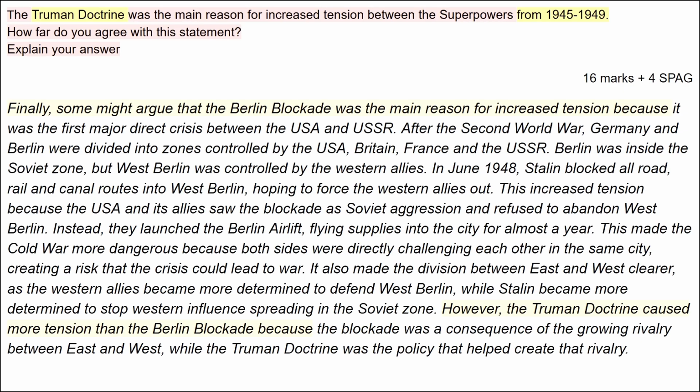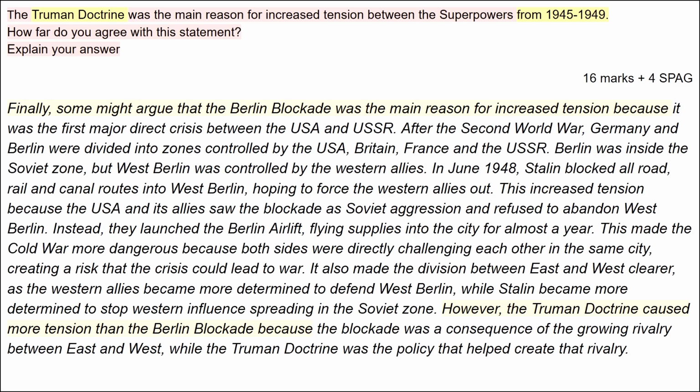This made the Cold War more dangerous because both sides were directly challenging each other in the same city, creating a risk that the crisis could lead to war. It also made the division between East and West clearer, as the Western Allies became more determined to defend West Berlin, while Stalin became more determined to stop Western influence spreading in the Soviet zone. However, the Truman Doctrine caused more tension than the Berlin blockade because the blockade was a consequence of the growing rivalry between East and West, while the Truman Doctrine was the policy that helped create that rivalry.